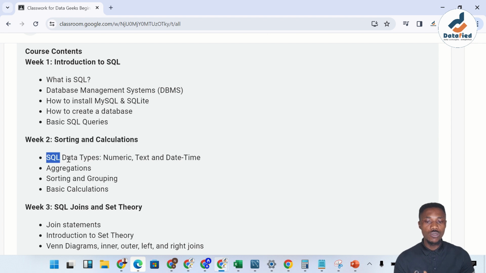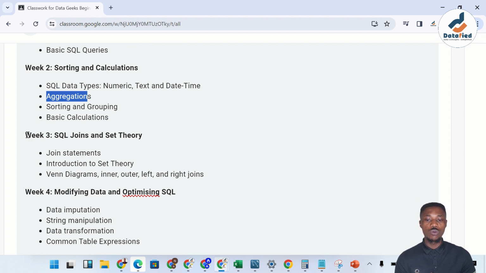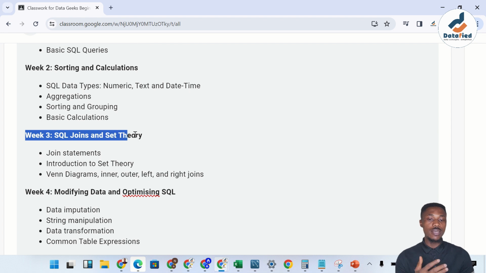Here we shall learn SQL data types: the numeric data, the text data, and the datetime data types. Then we shall also go into aggregations. We shall look at how to sort and group, and then how to perform basic calculations with SQL queries or syntax. And next, we shall go into SQL joins and set theory.